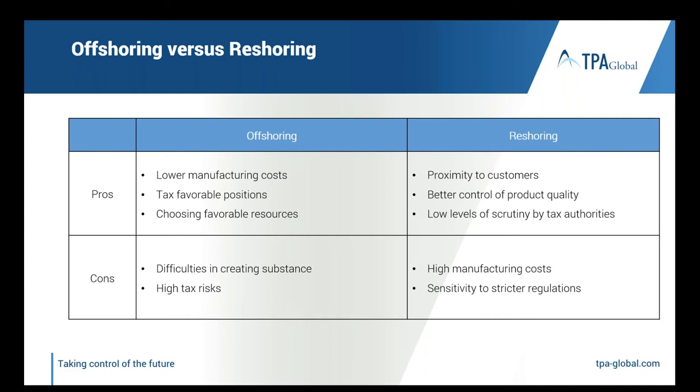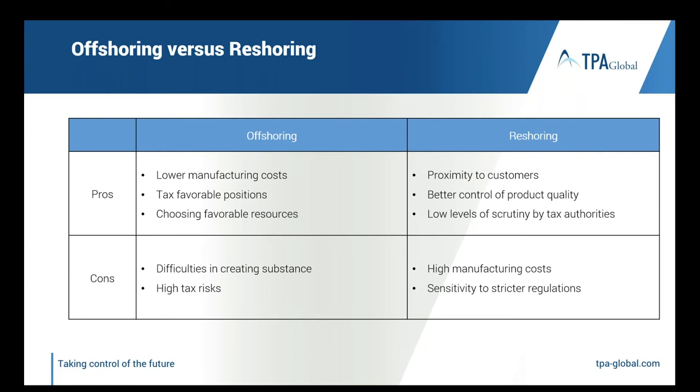On the other hand, offshoring, especially offshoring of IP, creates difficulties in substance proof, and in that sense leads to high risk for companies in establishing economic and legal reality. As a consequence, you would probably have higher tax risks and more audits.